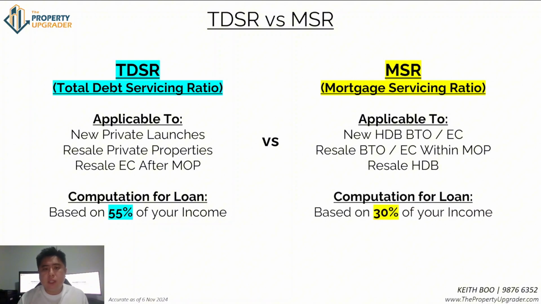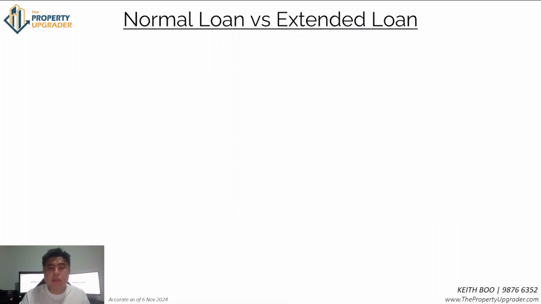The difference between MSR and TDSR is that the computation for your loan will only be based on 30% of your combined income. Anyway, I will show you an Excel later, so not to worry too much about this. For now, you just have to understand that TDSR is used for private, and MSR is usually used for HDB and new ECs. The difference is 55% versus 30%. Now I'll go on to the next segment, which is normal loan versus extended loan.